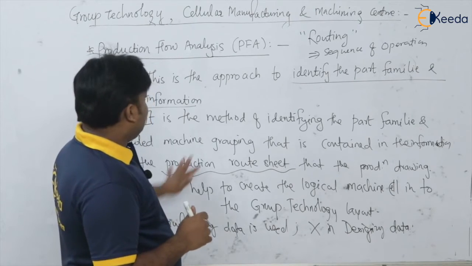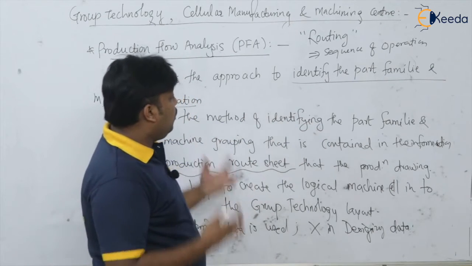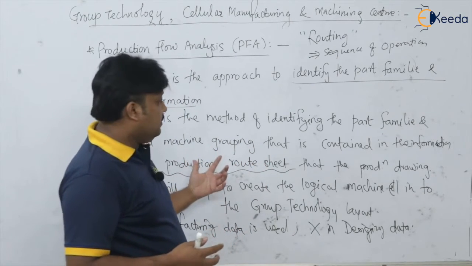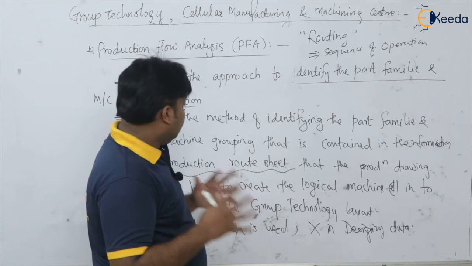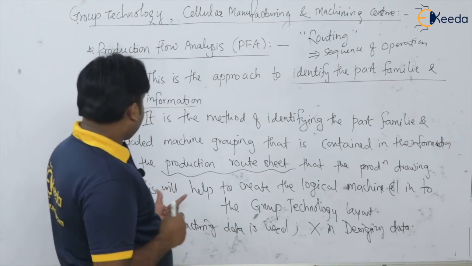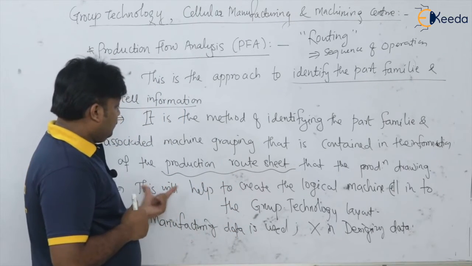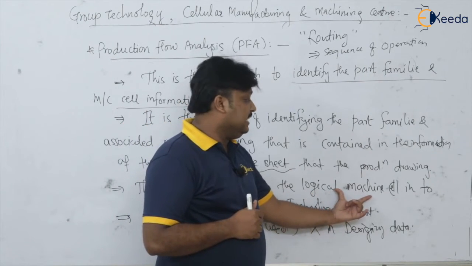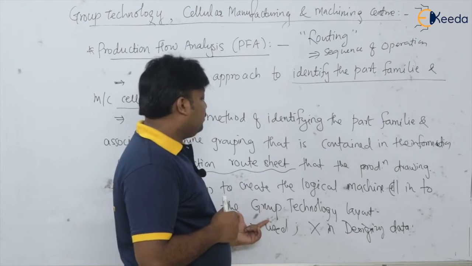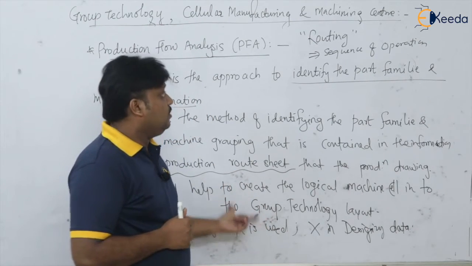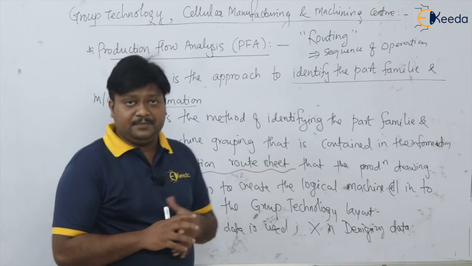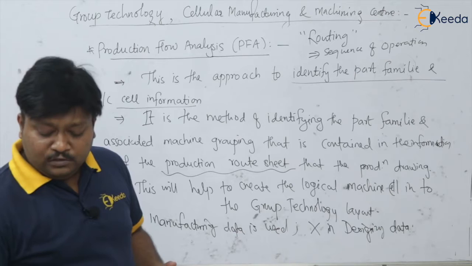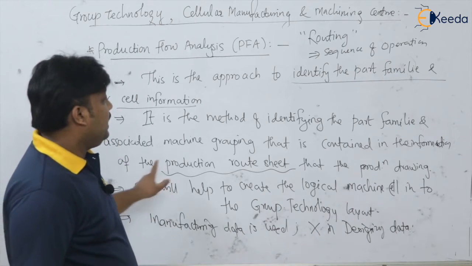And so these part families that we have got from this routing, that sequence of routing or generally routing, is used to create the logical machine cell for the group technology layout. So this is about PFA. Okay, so after group technology you should know also this production flow analysis.